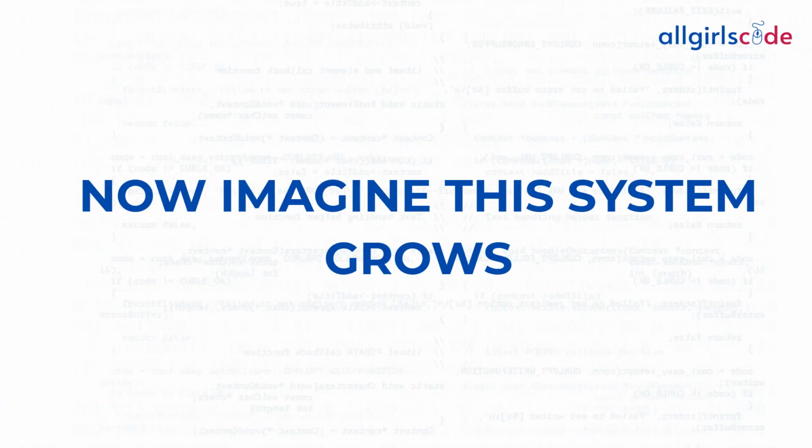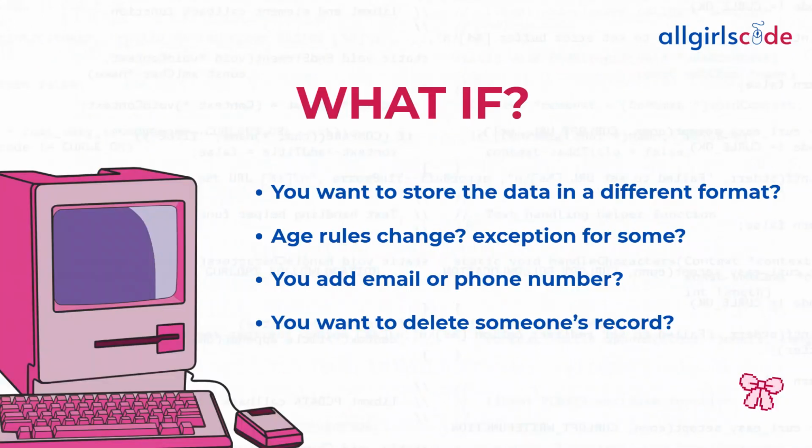But what if this little system grows? Suddenly, you need to change how data is stored, adjust age rules, add exceptions, collect emails or phone numbers, or even delete records. So, what started simple is now a headache. Even if these changes sound small on their own, together they add up. And unless the system was built with flexibility in mind, even these basic updates can cause the whole program to break. That's how something simple starts to get complicated very quickly.